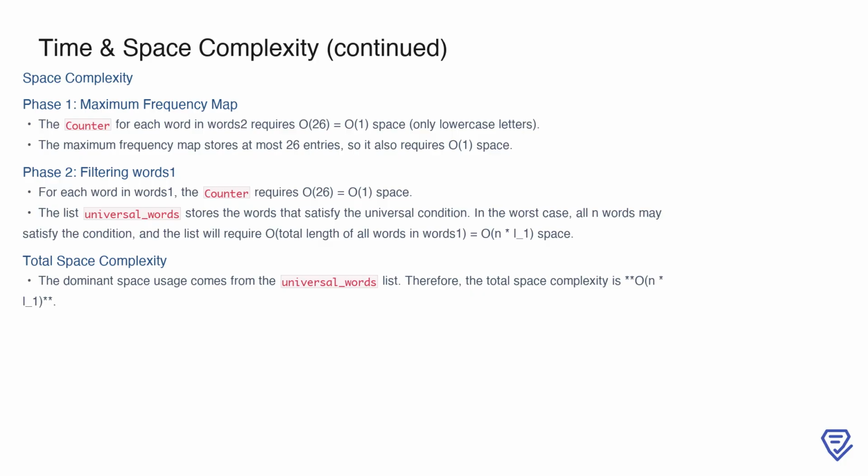In the second phase, when filtering words 1, each word again requires a counter object, which similarly takes 26, or O(1), space. However, the list universal_words accumulates all the words from words 1 that satisfy the universal condition. In the worst case, every word in words 1 might meet the condition, meaning the total space required by this list is proportional to the combined length of all words in words 1, yielding a space complexity of n*L_1. Combining these observations, the dominant factor in space usage is the universal_words list, so the overall space complexity of the solution is n*L_1.